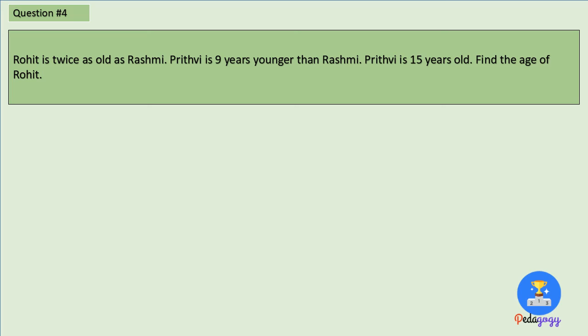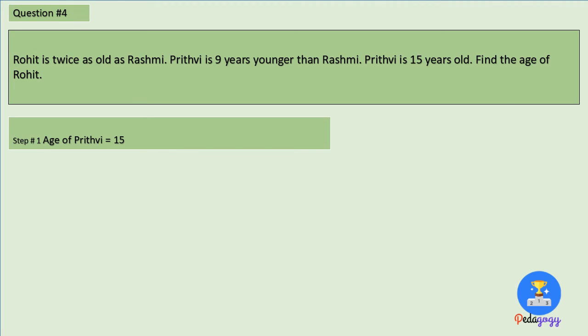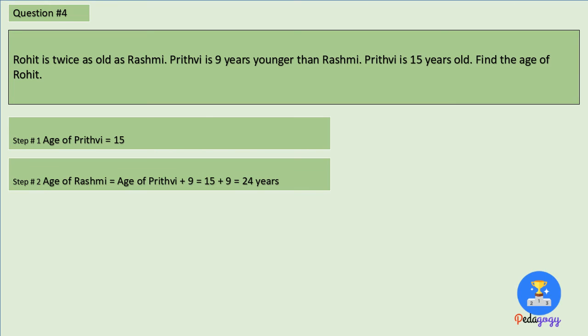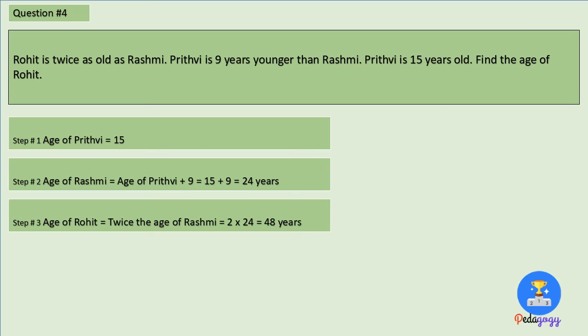So let's go to the steps. Age of Prithvi, that is already given, 15 years. Age of Rashmi, that is age of Prithvi plus 9, because Prithvi is 9 years younger than Rashmi, which is 15 plus 9 is equal to 24 years. Now, age of Rohit is twice the age of Rashmi, which is 2 into 24 is equal to 48 years.